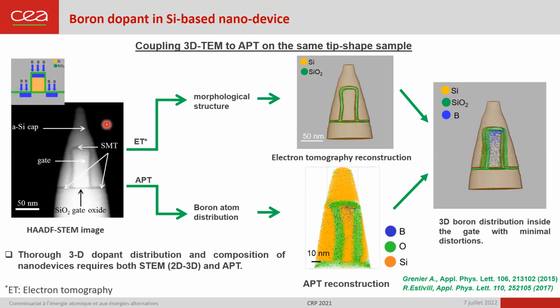A tip shape has then been prepared, and the STEM image confirms the presence of the device within the tip. The bright and dark contrasts have been respectively attributed to silicon and silicon oxide. Then we have performed electron tomography to get access to the morphology of the device. After segmentation of the volume intensity, we can easily extract the silicon oxide contribution from silicon. But obviously, we can't have access to boron information.